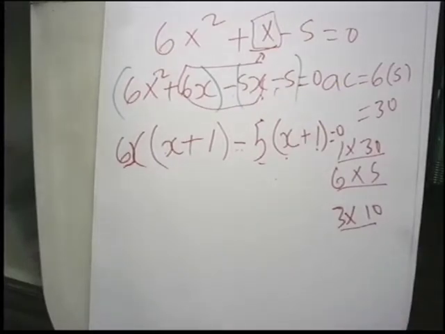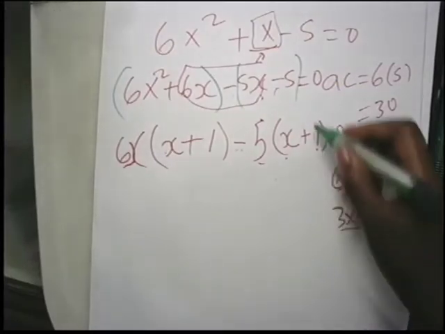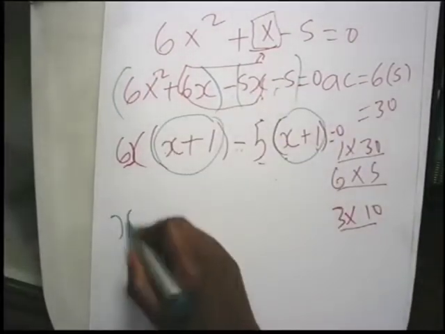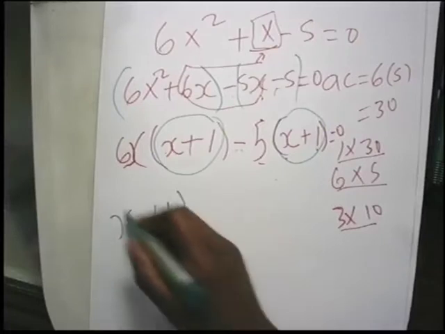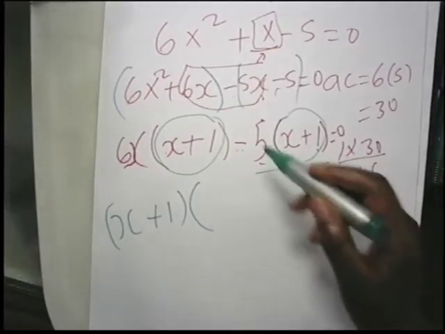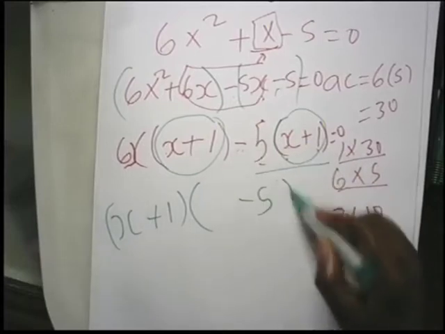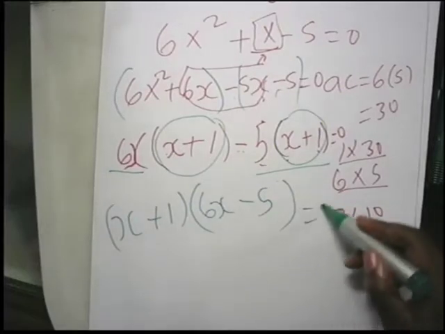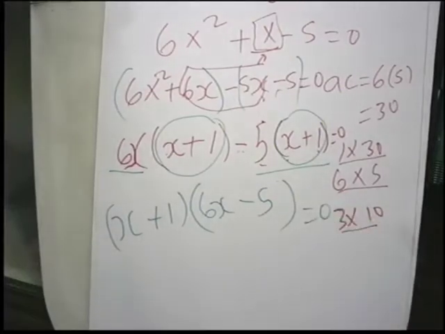Now if you see, these two are the same. What is in this bracket is also what is in that bracket. So if we take it out, what will be remaining here? There's a minus 5 there. What remains there is a 6x. So it equals 0. Like that, we have also factorized.